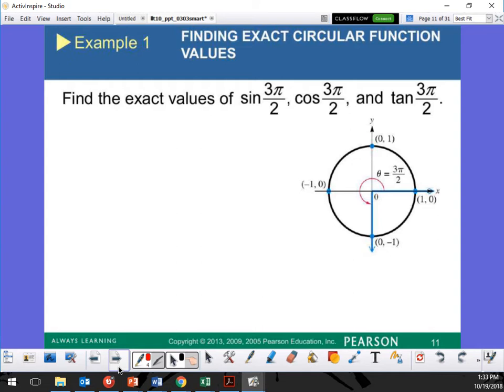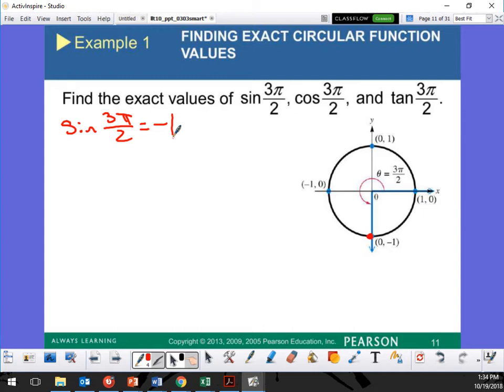Okay, do we got it now? Now, listen. 3 pi over 2 is right here on the unit circle. And what did I say that the sine represented? Which value? Y value. So what is the y value at 3 pi over 2? Very good. So it's going to be sine 3 pi over 2 equals negative 1.